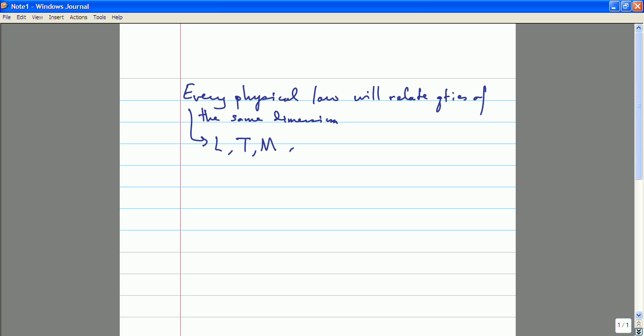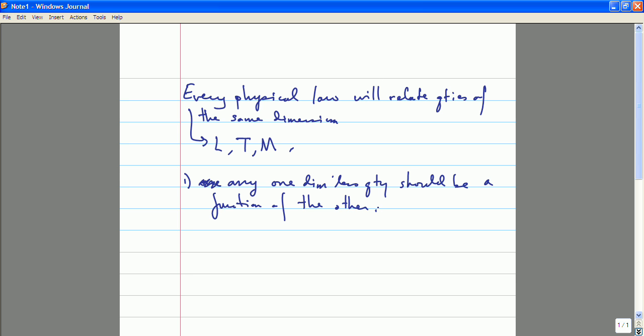And the two basic principles that we use in order to constrain our possible laws of physics are, first, what I would call the basic principle of dimensional analysis, which is that in any physical situation, you should write down all of the various dimensionless quantities that are relevant for describing the physics of some problem. And any one dimensionless quantity should be a function of the others. This is just the basic principle of dimensional analysis.